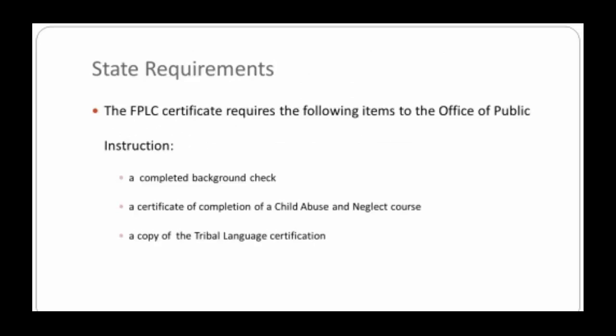So the First Peoples Language and Culture Certificate requires the following items: a completed background check, a certificate of completion of child abuse and neglect course, and a copy of the certificate that we use to certify our teachers, and that's our tribal language certificate. Next slide.